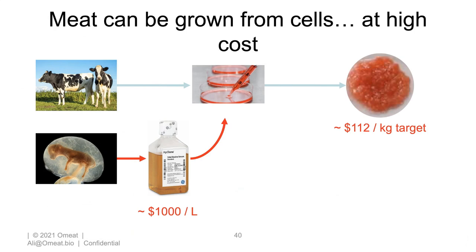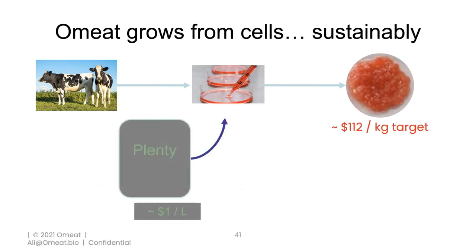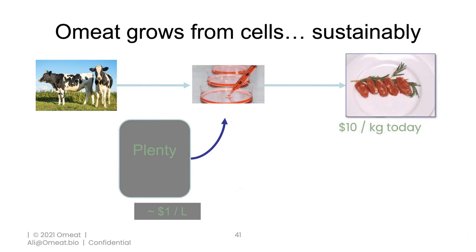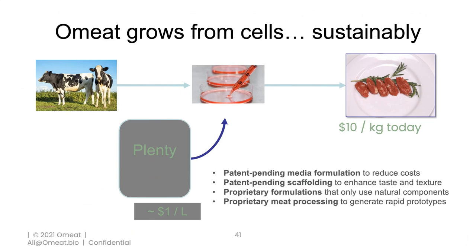So we started thinking about, can we address this big problem in this field? And we came up with an alternative to FBS that addresses all the challenges that the field has, like being able to address the environmental issues, animal welfare, and all of that, but also get the prices to be more reasonable. So this is what OMIT's process is all about.